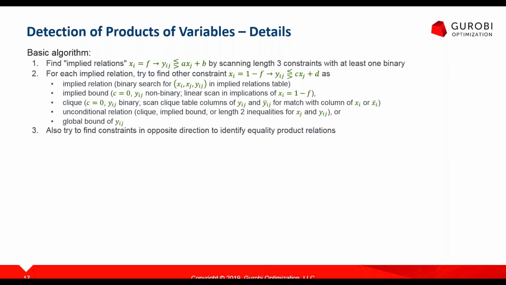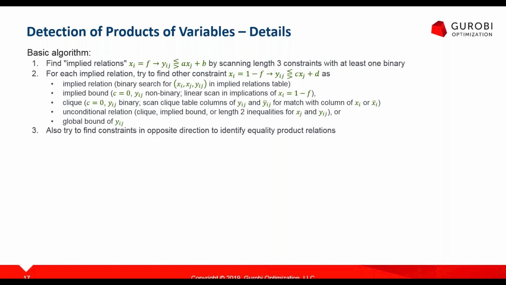Then the second case is that this c is equal to 0, so we are looking for an implied bound. And this means that we have to apply a linear scan in our implications table, which can be expensive, right? Because if we do this linear scan for every length 3 constraint that we have, then the runtime is the product of the number of length 3 constraints and the number of implications. So one has to be careful a little bit, but in practice, this was never a bottleneck here.